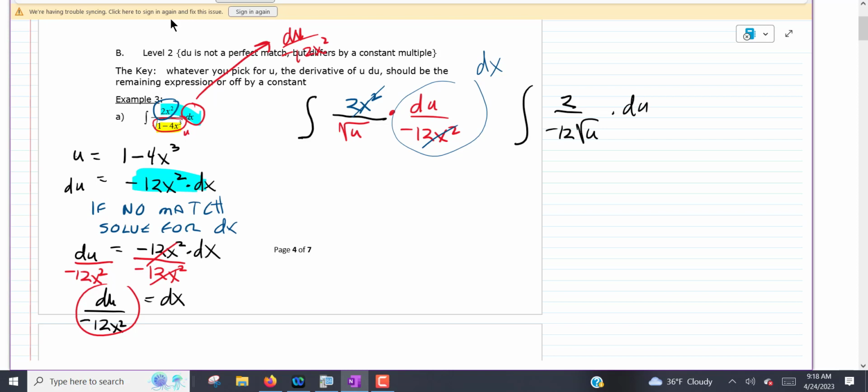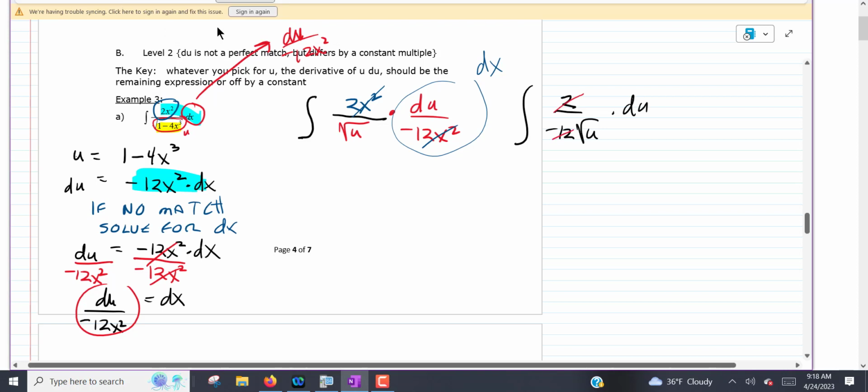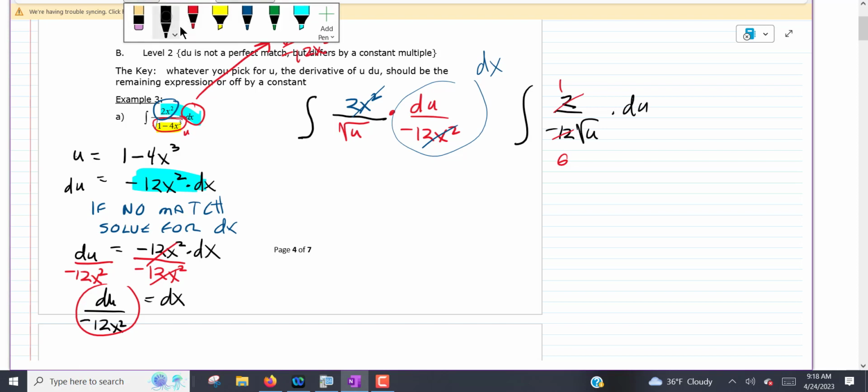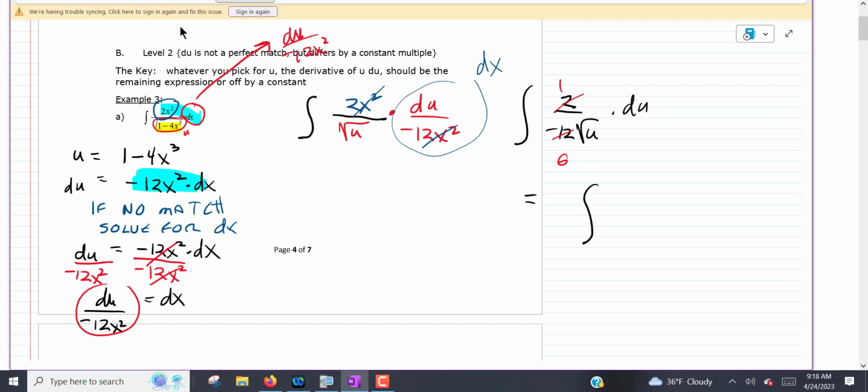Okay, leave that 2x squared in. It'll work its way out of the problem anyway. Okay, so now what you could do is go ahead and reduce this fraction. That reduces down to 1 over negative 6, and that's a constant. So constants can come out of an integral. So you could write that as negative 1/6. It doesn't matter where the negative is. You've just got 1 over negative 6.